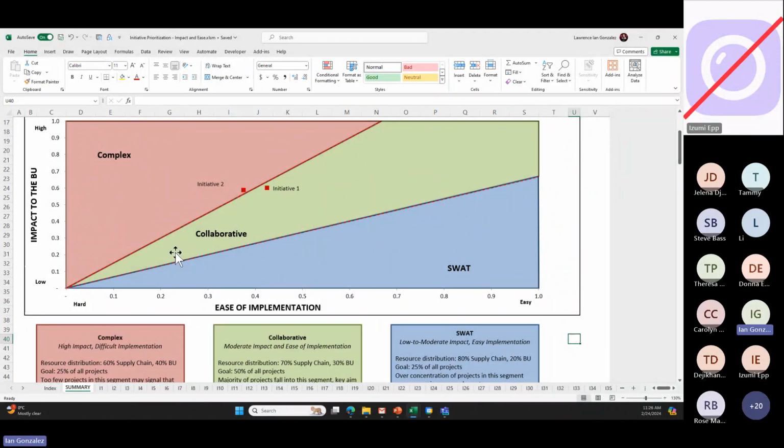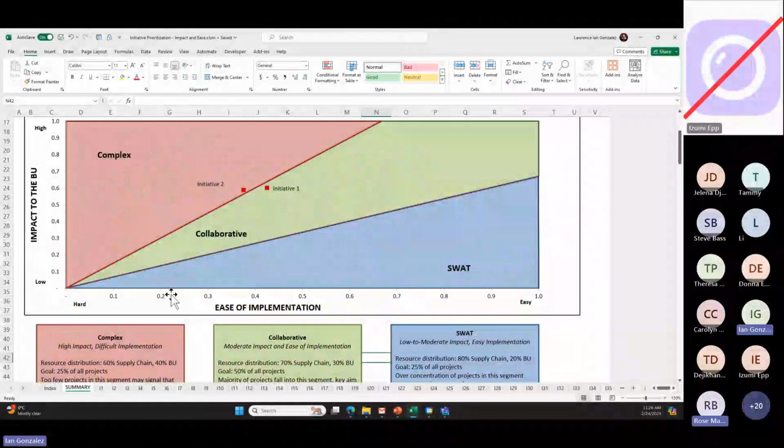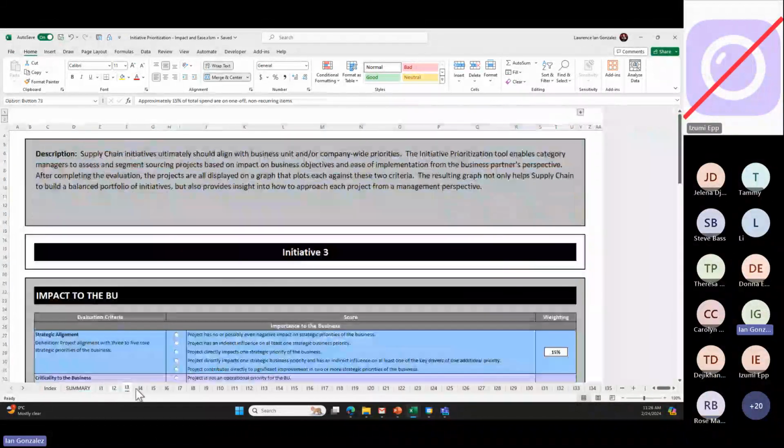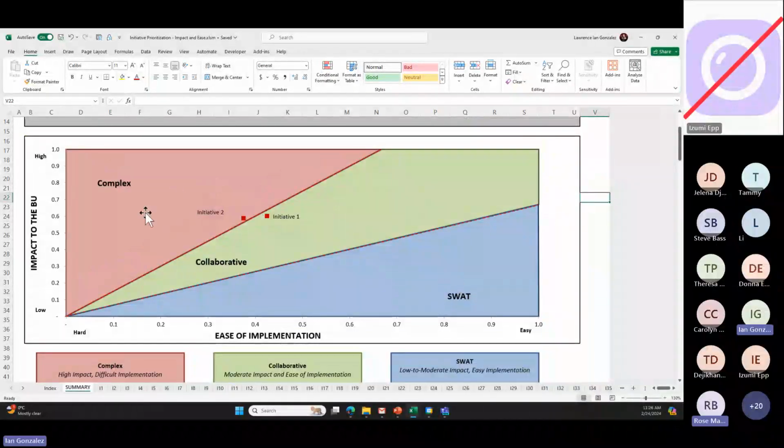The Goldilocks region is your collaborative. You want to have at least 50% of all your sourcing initiatives here. So the 70-30 split: 70% supply chain, 30% BU in your CFT. The majority of your projects should fall in this segment, and the key aim is to move beyond cost reduction to value creation. Like I've been preaching so many times, value creation is the goal. That's what this does. It'll simply plot everything, all the surveys you have here, and then you can prioritize. Make sure that the mix is good, and then you prioritize accordingly.